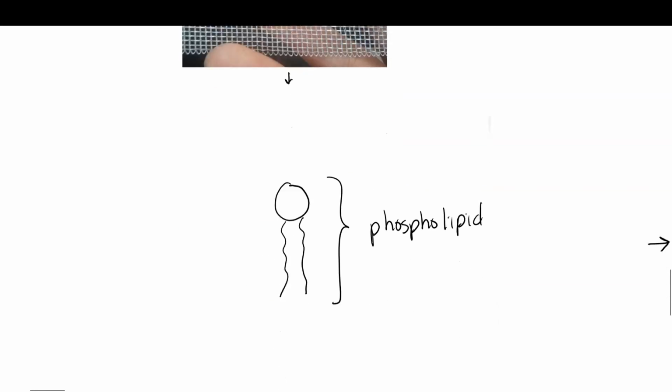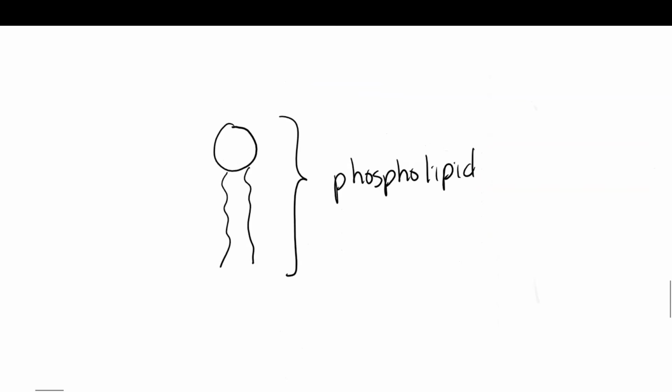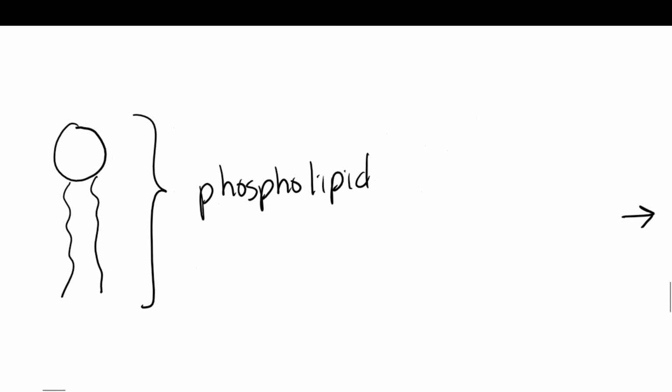And here we see a close-up of a window screen. It's got to be a really small substance to go through this window screen. Well, these guys here, called phospholipids, are the molecule that makes up the cell membrane. So we're going to learn a little bit about them.